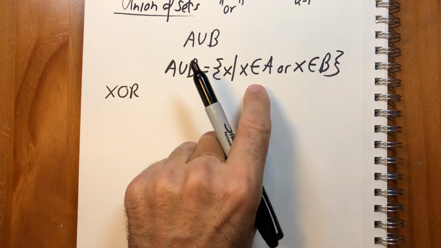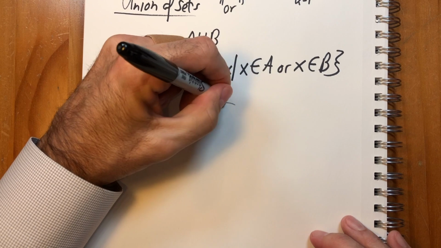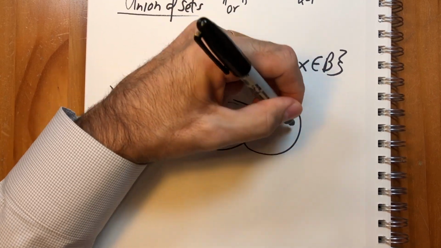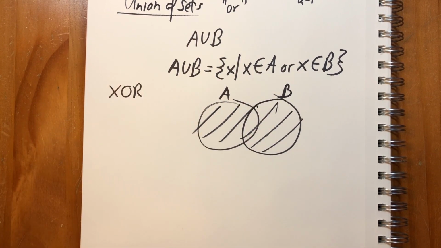So X may very well be in both A and B, and in fact, that's the way we would picture the union as two overlapping circles, and then the union is everything in either one.